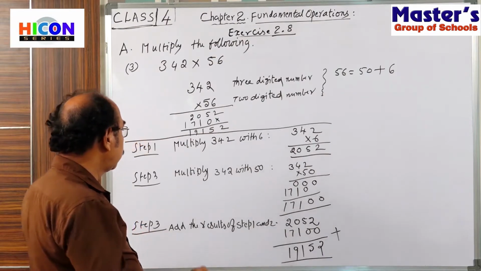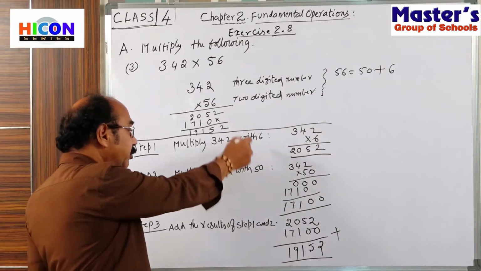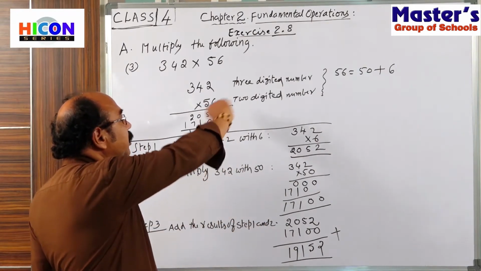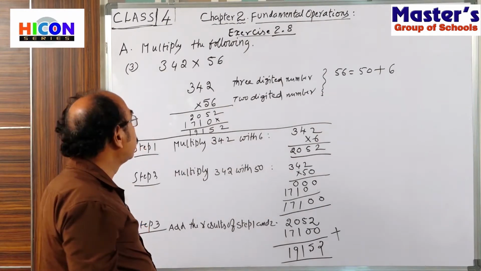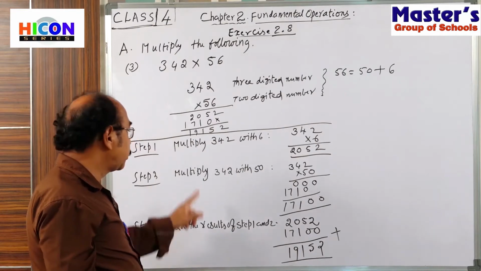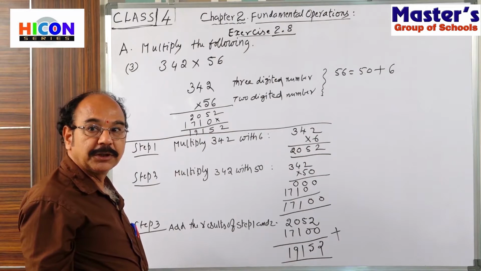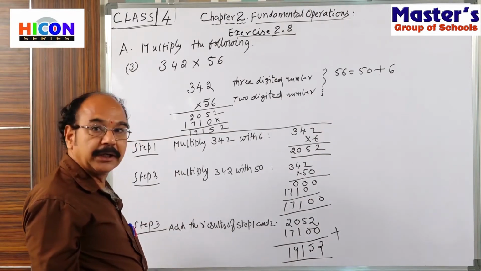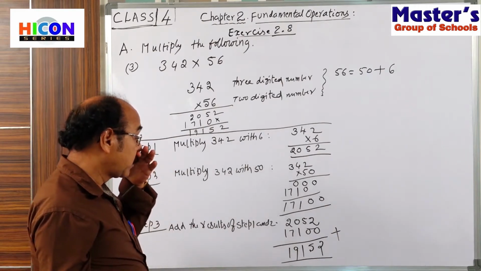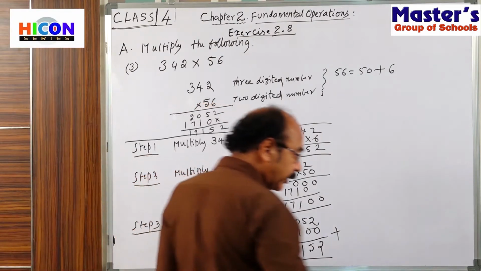So according to the given procedure, I showed here stepwise. Step 1, step 2, step 3. This is your habitual method. If this is according to the procedure given, in the example, a particular procedure is there. According to the procedure, we showed the multiplication. Like this, come to one more example here.